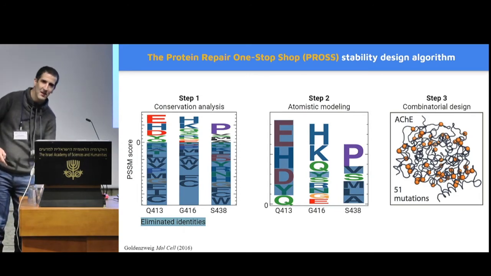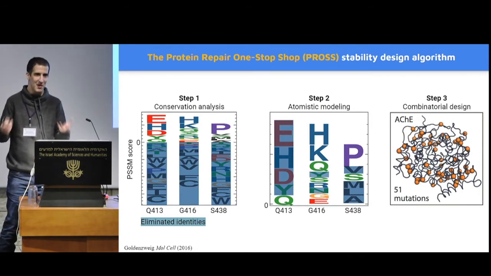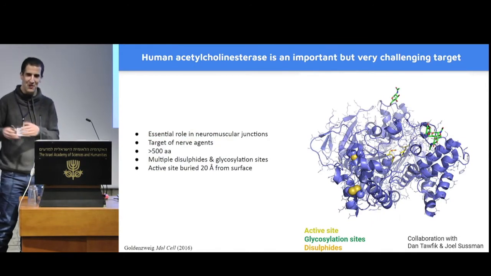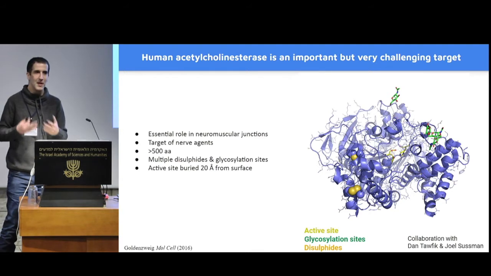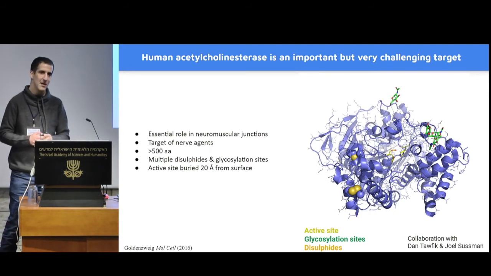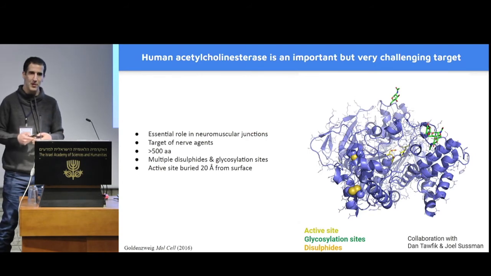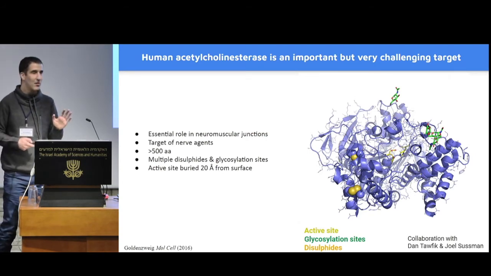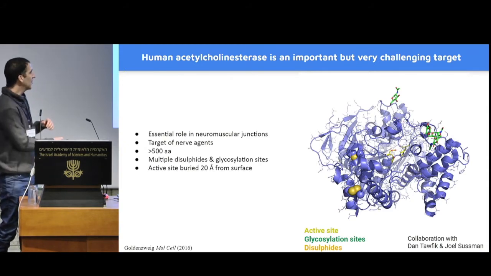When we first came up with this idea, we asked Dani and Yoel what is the best protein to work on, and they recommended human acetylcholinesterase, which is Yoel's favorite protein. Yoel and Dani had worked for many years trying to express this protein in microbial hosts because it's a very important protein for biomedical research. But this enzyme is truly monstrous. It's more than 500 amino acids in size. It has multiple disulfide bonds, as you see here, and glycosylation sites.